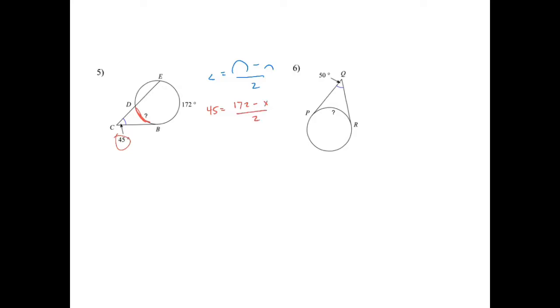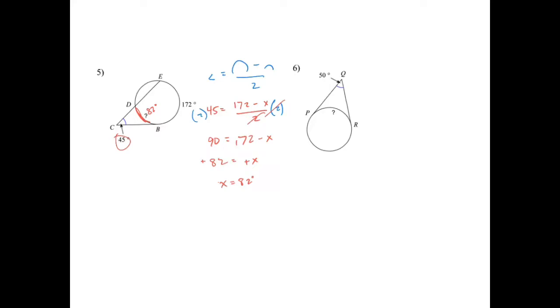So again, we'll be using algebra. I can undo the divided by 2 by multiplying by 2. So 90 equals, those cancel out, 172 minus x. And I can subtract 172 on both sides. And I get negative 82 equals negative x. So if a negative 82 equals negative x, then a positive 82 is going to equal positive x. So x equals 82 degrees. So same situation, just missing a different piece, had to do some algebra.